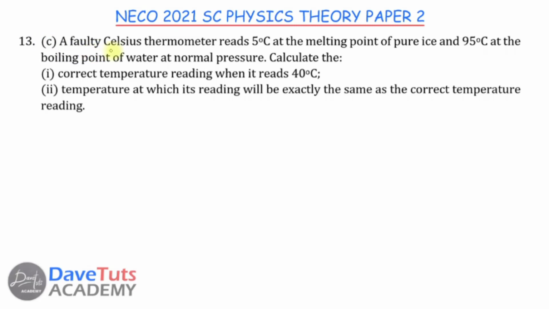In this question, we are told that a faulty Celsius thermometer reads 5 degrees Celsius at the melting point of pure ice and 95 degrees Celsius at the boiling point of water at normal pressure. So that's quite interesting. Both the upper and lower readings are quite wrong. Our mandate is to calculate the correct temperature reading when it reads 40 degrees Celsius, and then we're also to check the temperature at which its reading will be exactly the same as the correct temperature reading, okay?